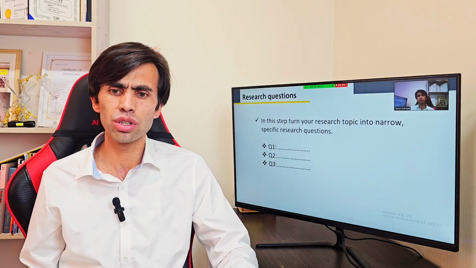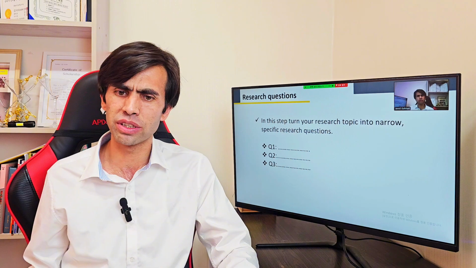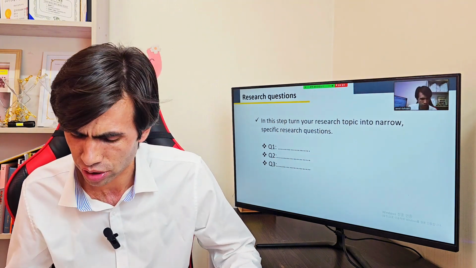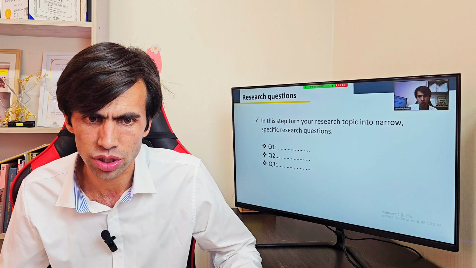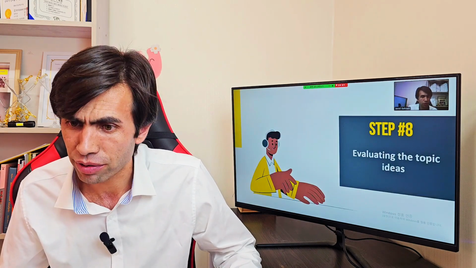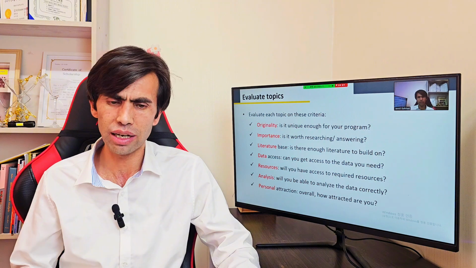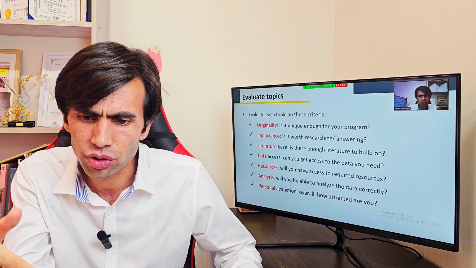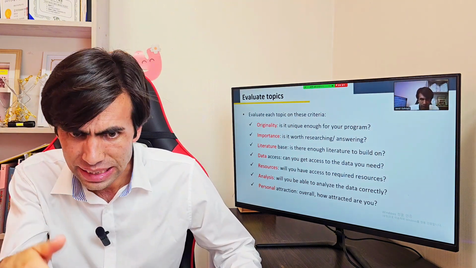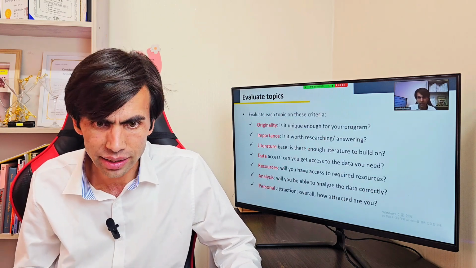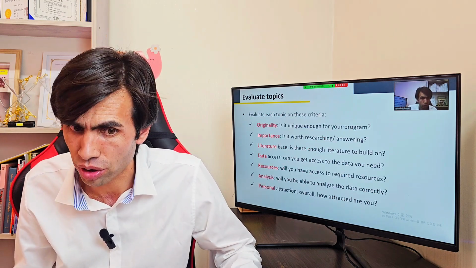In this step, turn your research topic into narrow specific research questions. One research question, 2, 3, 4, 5, up to 5 research questions you can create. Big research question. And then step number 8, which is the final step, is evaluating the topic ideas. So now, you have to evaluate your topic ideas based on these elements, which is originality. Is it unique enough for your program?